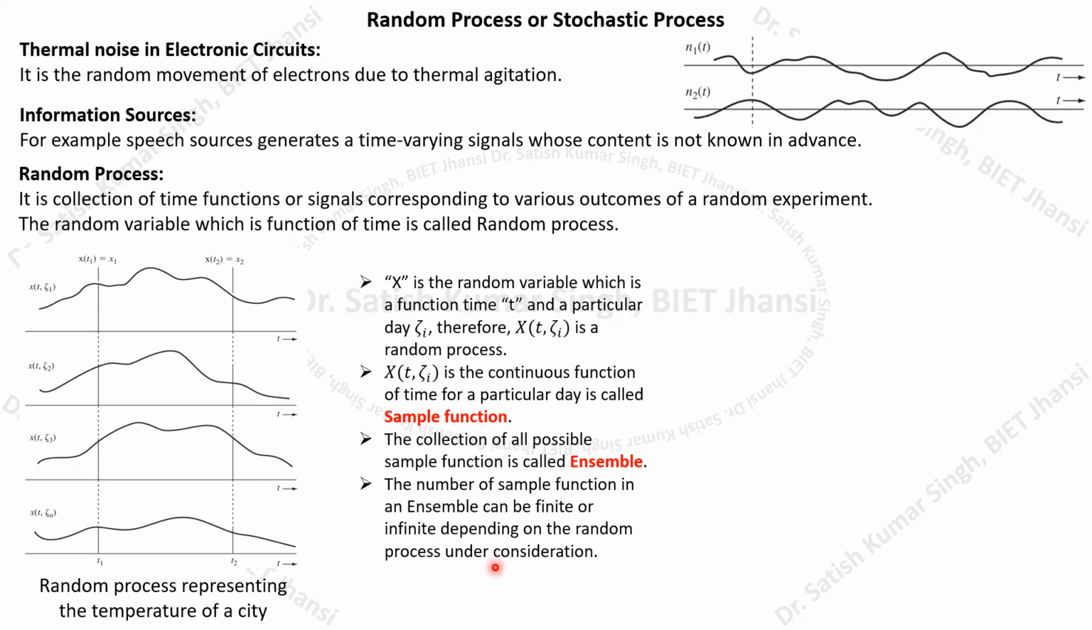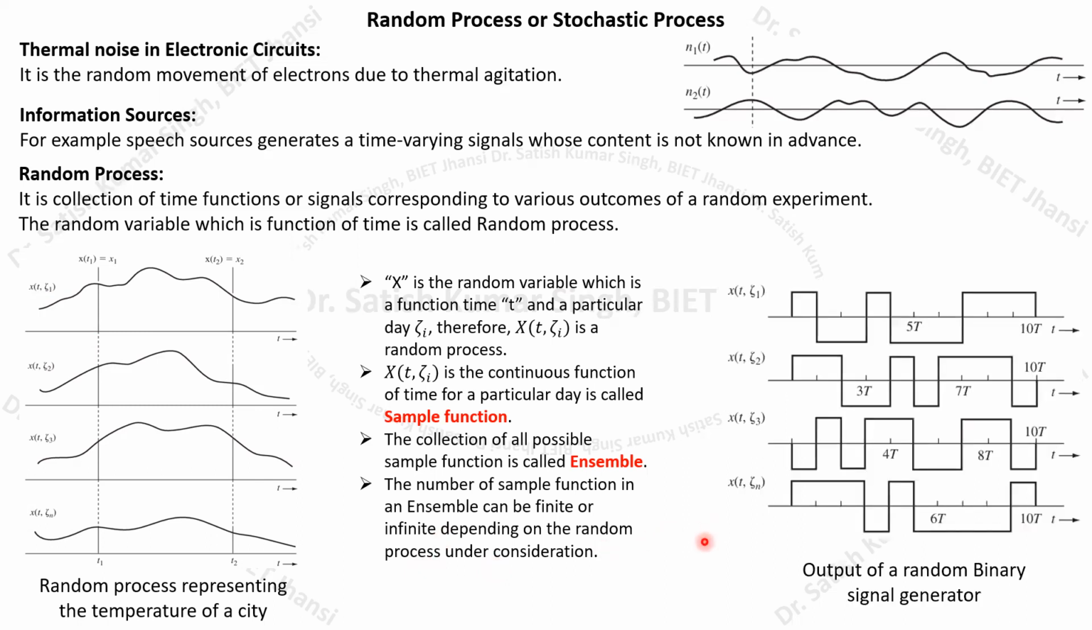So now we can also take one more example. Suppose we have a binary signal generator. Let us suppose we are able to generate a binary signal for about 10T seconds, and each binary bit is represented by a duration of T seconds. So there are a total of 10 binary bits that this particular random binary signal generator is generating.